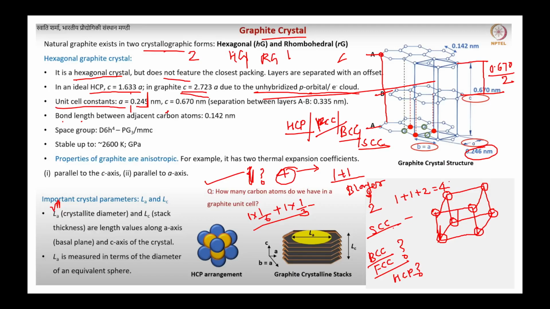It is 8 atoms, sir. So how will the 8 atoms share at the corners? 1 by 8, I think. Yes, 1 by 8. Okay, fine. I think nobody is responding, so I should explain.